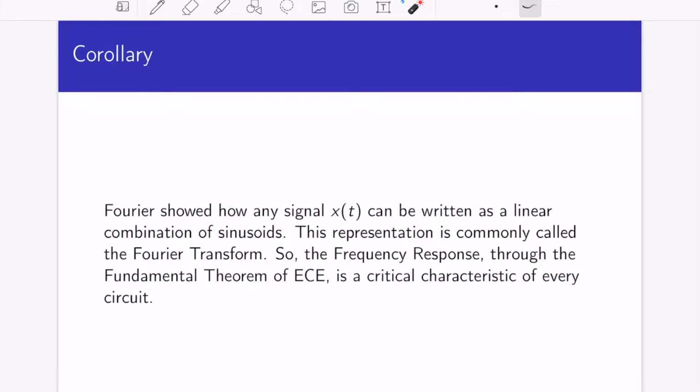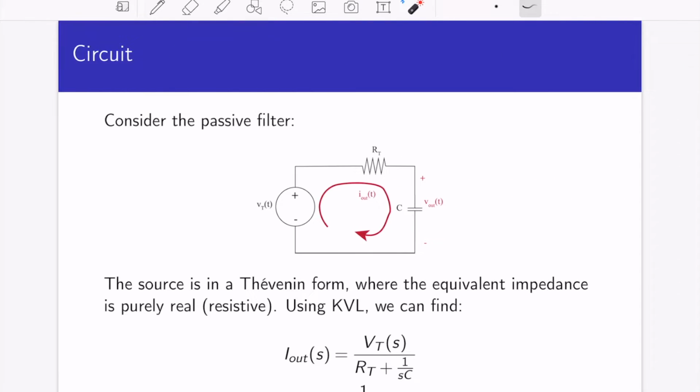Fourier showed that any signal x of t can be written as a linear combination of sinusoids. This representation is commonly called the Fourier transform. Based on the fundamental theorem of electrical and computer engineering and this concept of Fourier's, we can write the frequency response of a circuit by adding up the responses for all the different sinusoids. And this is a critical characteristic of every circuit.